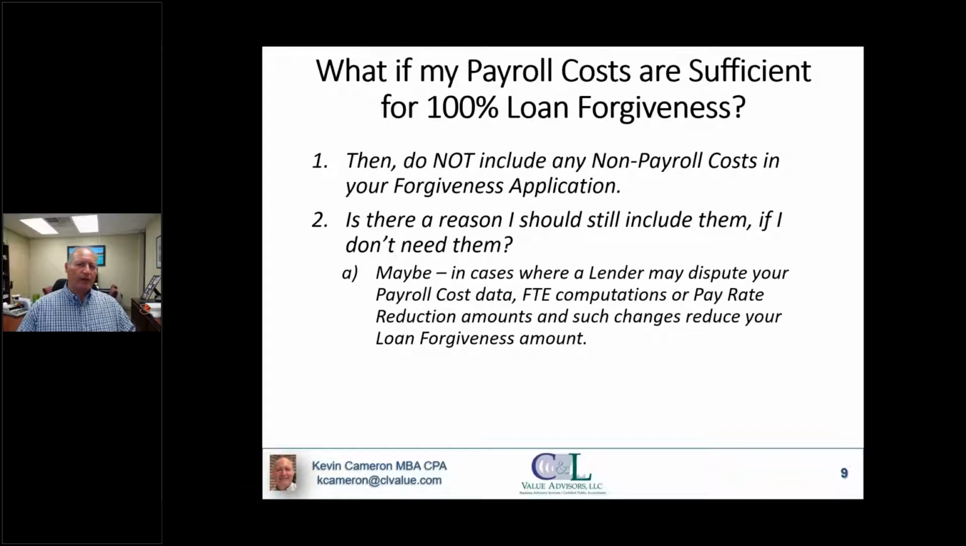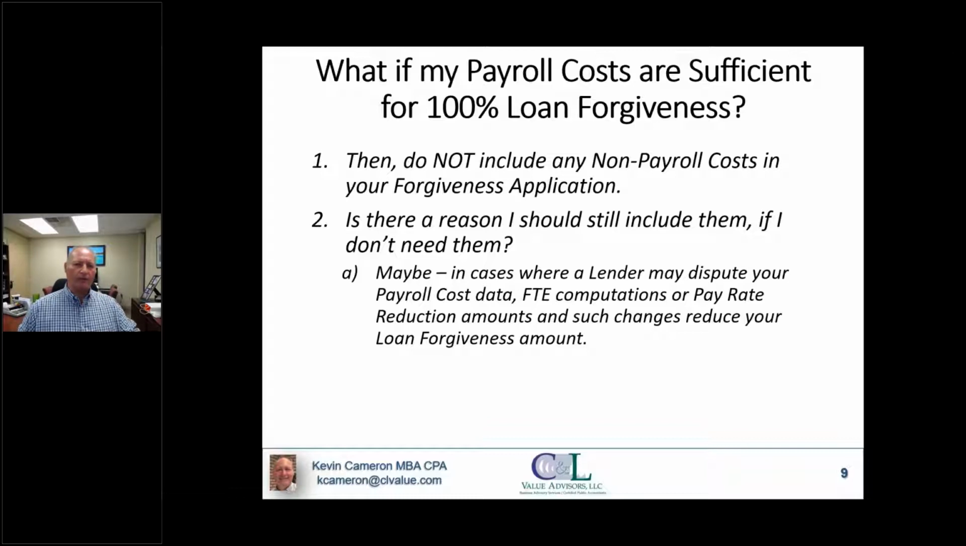One question I've been asked from a lot of people is, because of the extended covered period, I'm going to be able to use up all of my loan money just on payroll. So should I just stop worrying about my rent, my mortgage interest payments, or my utilities? And the answer is you probably can. The only reason why you might want to still provide that information is just in case the lender were to deny maybe your retirement plan amount for the payroll cost or something along those lines, then you would have the non-payroll cost information already provided.